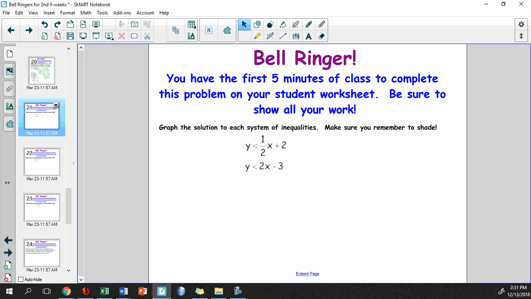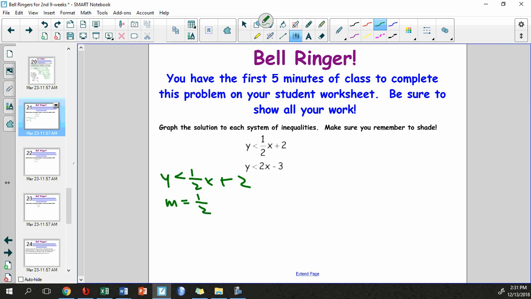Okay, it says graph the solution to each system of inequalities. Make sure you remember to shade. So if I'm doing this problem right here, then immediately what I need to know out of this is going to be that y is less than 1/2 x plus 2. That means my slope is going to be 1/2. My y-intercept is going to be the point (0, 2). I'm going to have a dotted line, and I'm going to shade below.